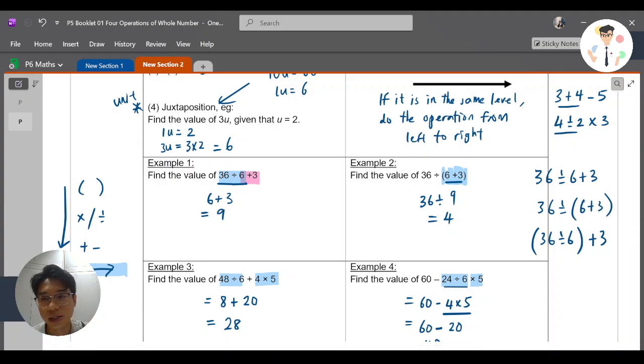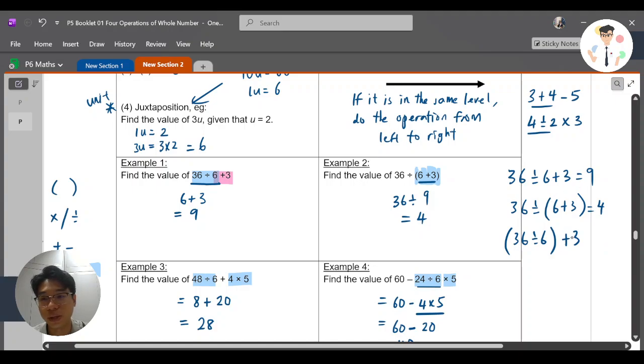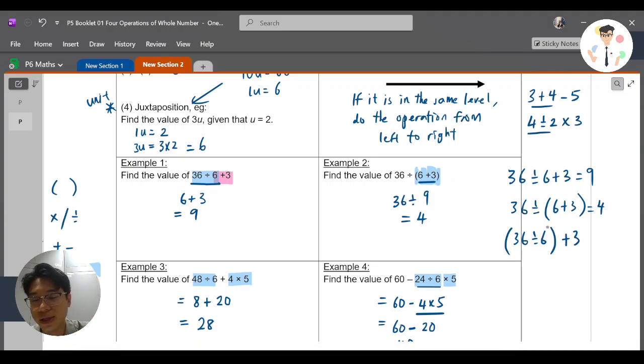The answer would be the same as example 1, which is 9, or 4, or a different answer? The answer will be 36 divided by 6. Because I need to do the parenthesis first, right? It will give me 6. And 6 plus 3 will give me 9. Now, can you see the difference between 1, 2, 3? Like, you might feel like, teacher, 1 and 2 is different, I know. But 1 and 3, it seems like the same. Yes, it's actually the same thing.